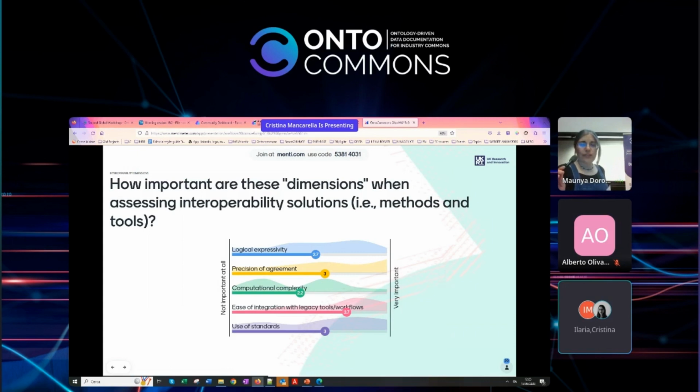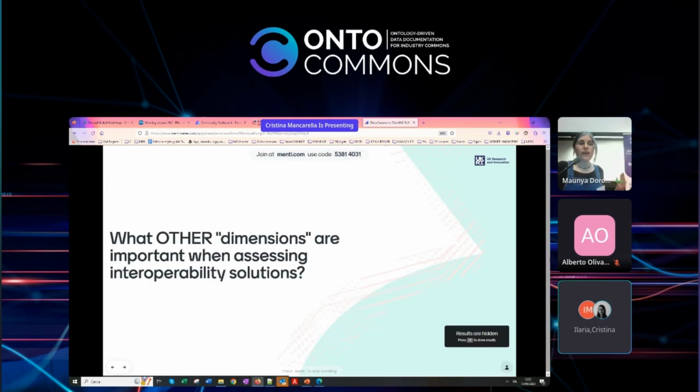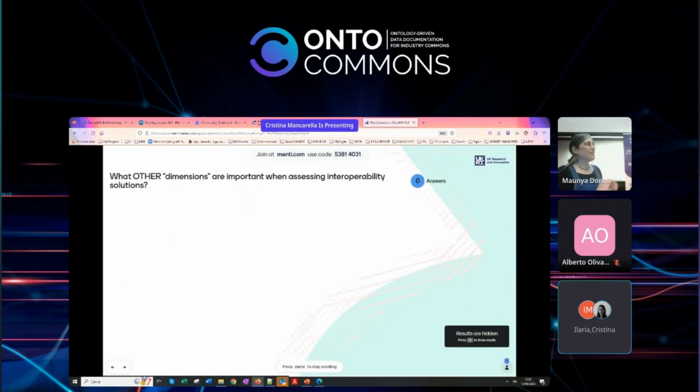So it looks like the ease of integration with legacy tools is the most important dimension, but it seems like all were considered relevant. But we would like to ask for your input: what other dimensions are important when assessing the solution? So for example, if we are writing a review of solutions, what are the dimensions we should consider as most important? For example, yesterday in Stefano's talk, there was a dimension which was parsimony. So which dimensions, in your opinion, are important? And then second question, of course, in the future is how do we actually measure it? But our goal is to figure that out.